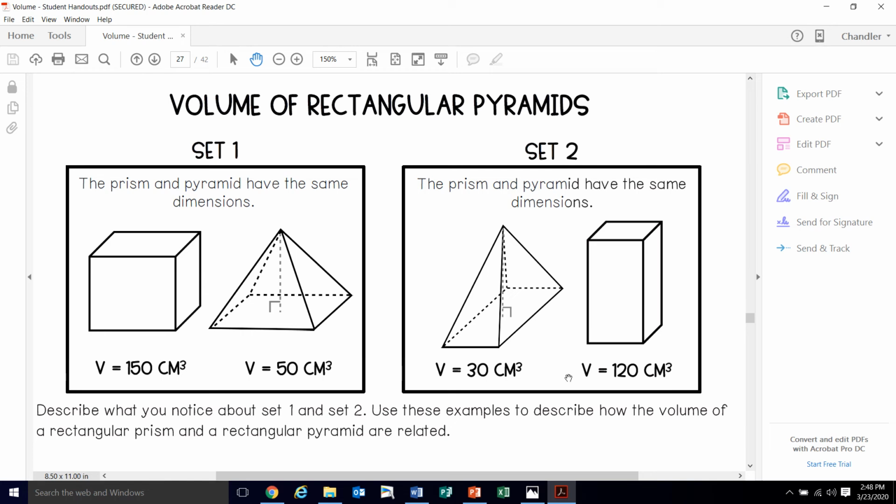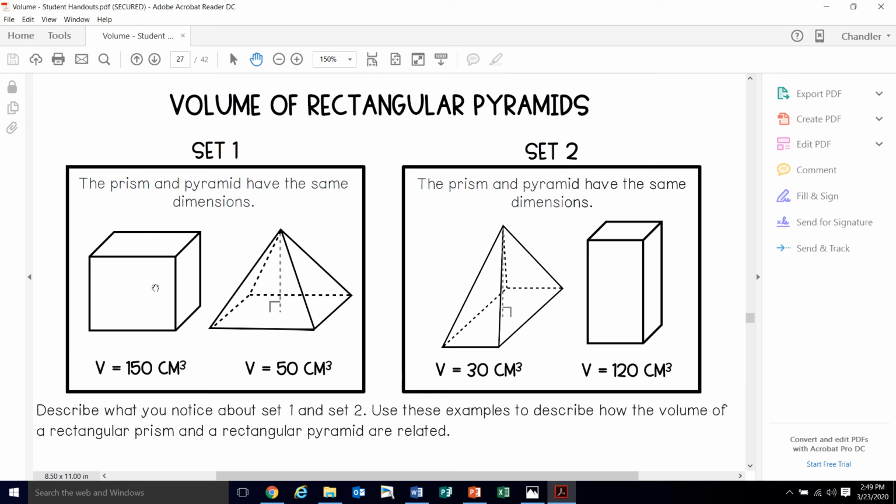But I want to figure out, okay, how many times more is the volume? And it's pretty interesting, because when you have the same base length, width, and height for a prism and a pyramid, they are going to be related by exactly one number. You can see that the volume here is 30 centimeters cubed and the volume here is 120 centimeters cubed. Well, how many times bigger is this prism?